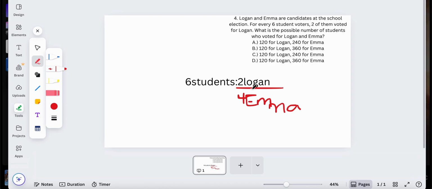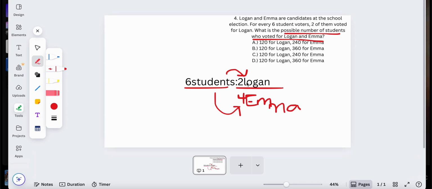That means for every 6 students, there will be 2 Logans. And for every 6 students, there will be 4 Emmas. Now they're asking for what is the possible number of students who voted for Logan and Emma. So basically, what we're asked here is to find the ratio.